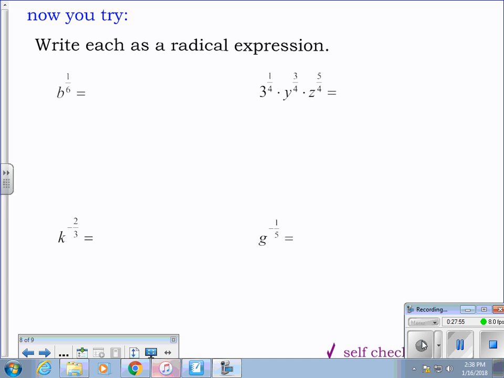Okay. Let's finish these up. So to the 1/6 power, the denominator means that's my radical. My numerator gives me my exponent, so I have b to the 1st, but it is the 6th root of b to the 1st. The next one, I have several fractions, but every one of my fractions has the same denominator. So the denominator means that I have a 4th root. So I have a 4th root of 3 to the 1st, y cubed, z to the 5th.